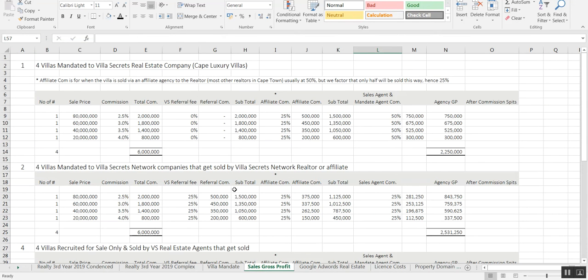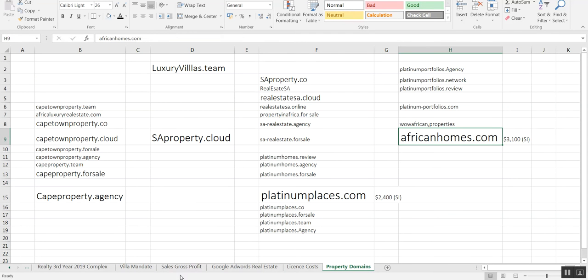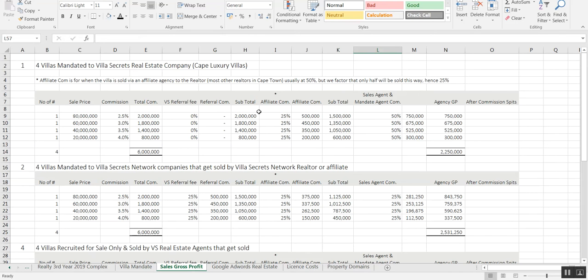I think we're going to look at the sales now. This is what I've considered. I don't know the exact ins and outs, so this could be slightly wrong or quite a bit wrong, but I'd imagine the end result in terms of income is about right. We're saying, in the third year, Cape Luxury Villas, AfricanHomes.com and Villa Secrets all working together as one company, one Villa Secrets franchise. I'd expect to do more, but plan for the worst.